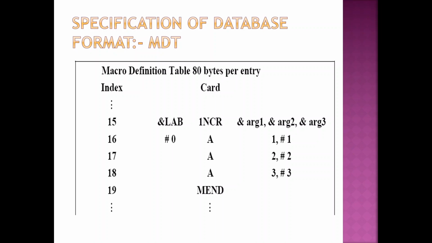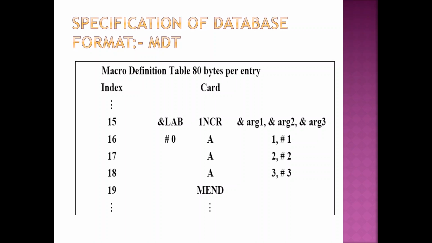It goes on. This index will tell you how many lines of macros there are in your particular program. In one particular program, how many lines of macros are there? This is going to be known to you by your macro definition table counter, which is going to have a count of the number of lines.